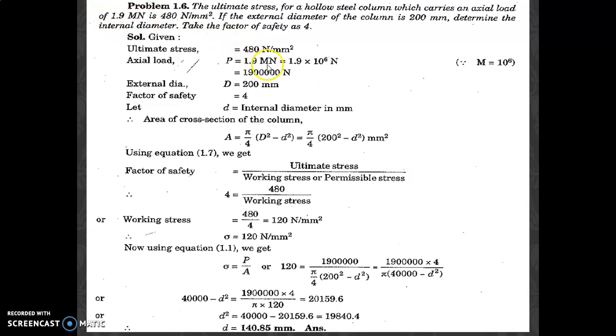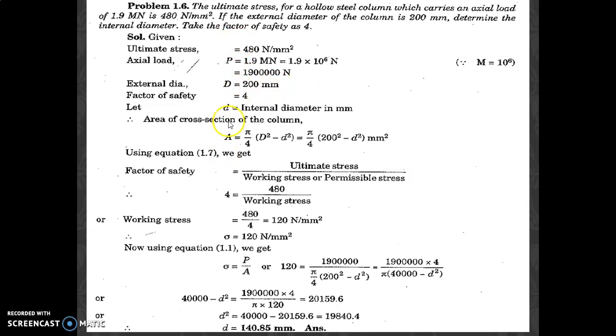So meganewton, that will have to convert into Newton. Mega term is used, that's why 10 raised to 6. So 1.9 into 10 raised to 6, that is the load. Ultimate stress value is 480 Newton per mm square. External diameter D of the column is 200 mm.